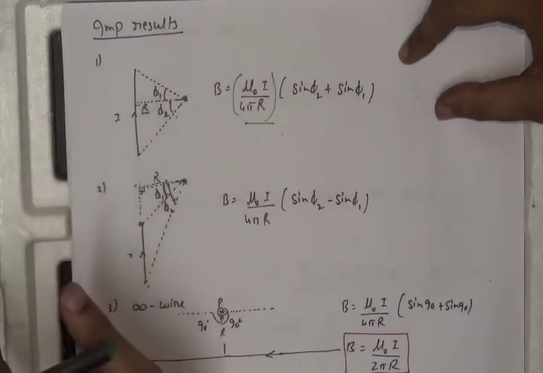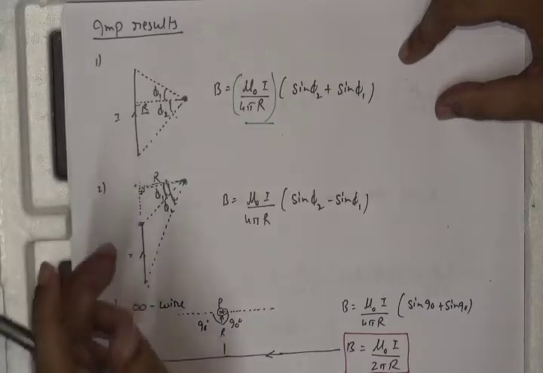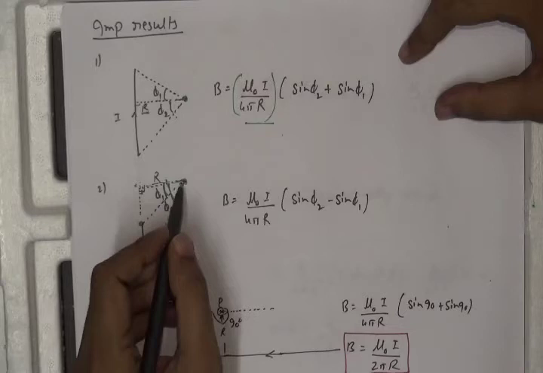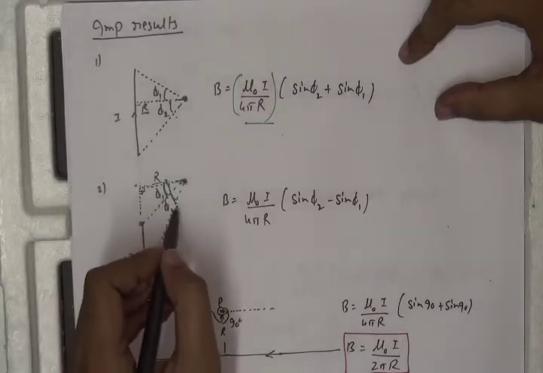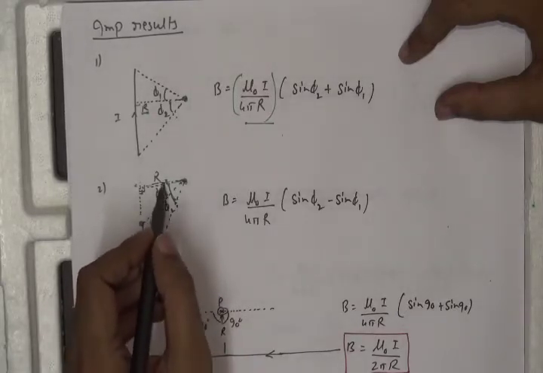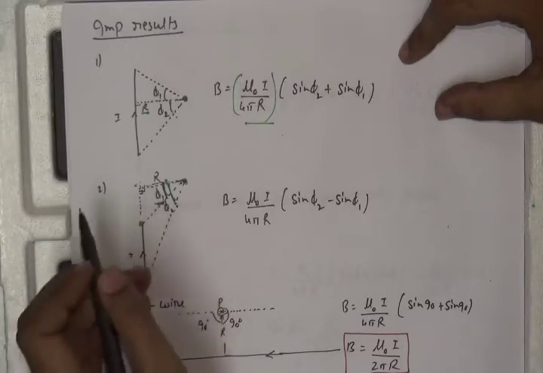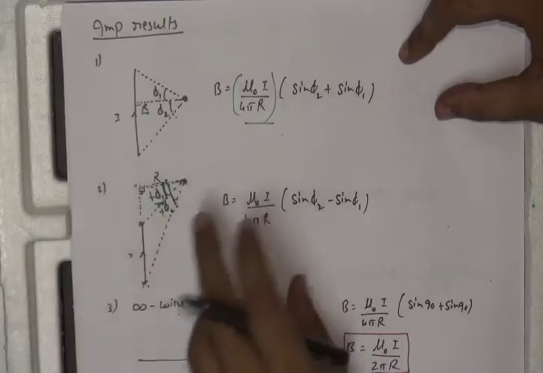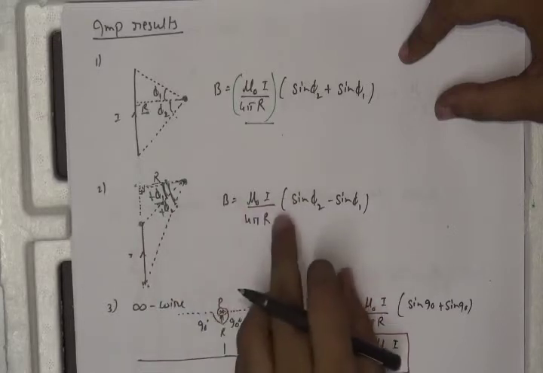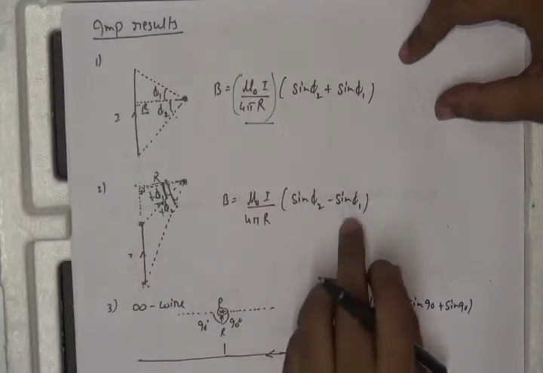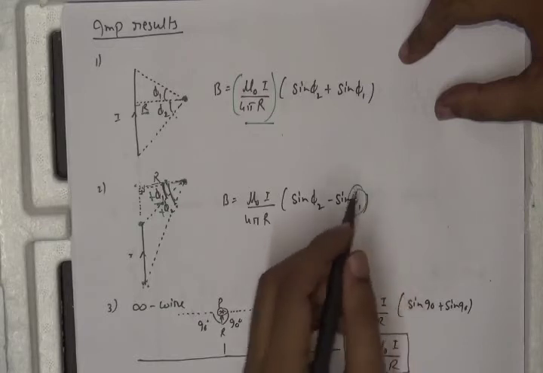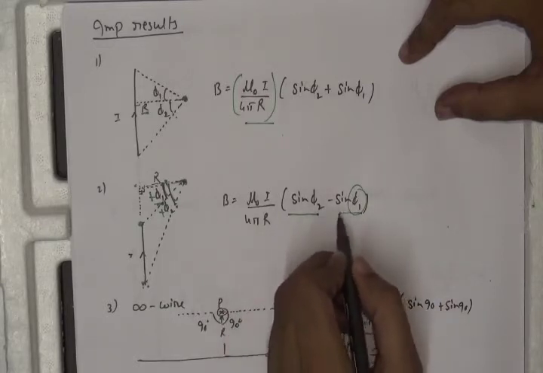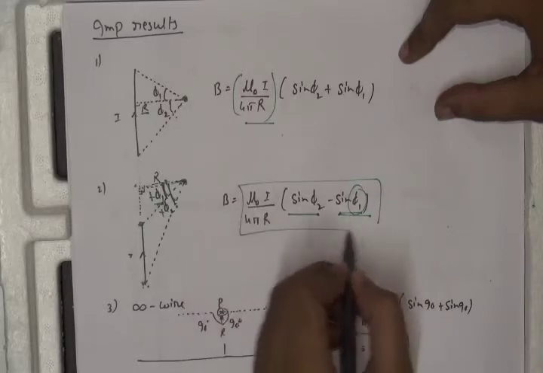Simply everything else will remain the same, except that I just have to change the limits. To include this end, I have to take the limit as phi 2. To include this end, I have to take the limit as plus phi 1. If this is taken positive this time, this will also be taken as positive, and simply the magnetic field will therefore be equal to sine phi 2 minus sine phi 1. This phi 1 is not negative this time, it will be positive, so magnetic field will become equal to sine phi 2 minus sine phi 1.